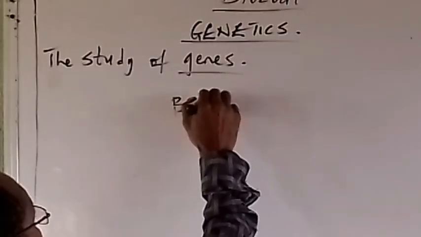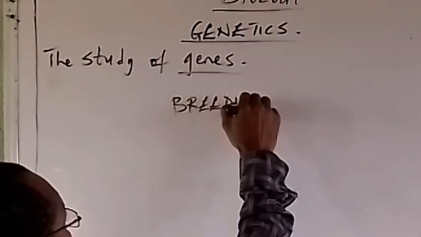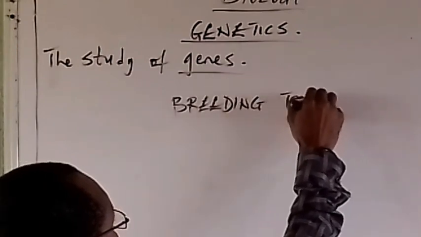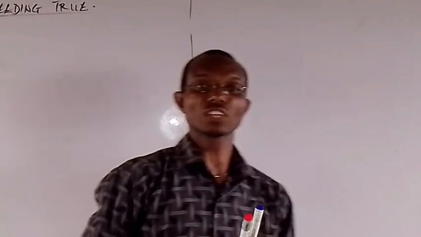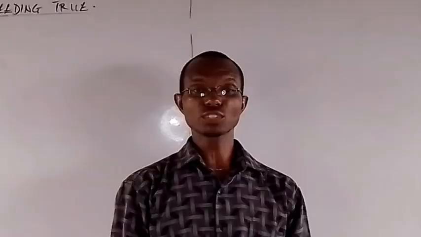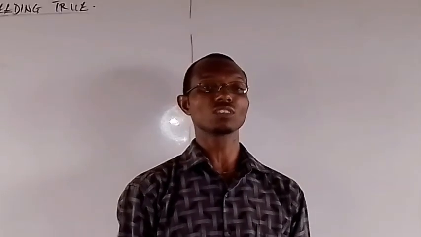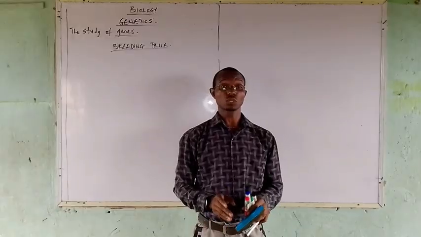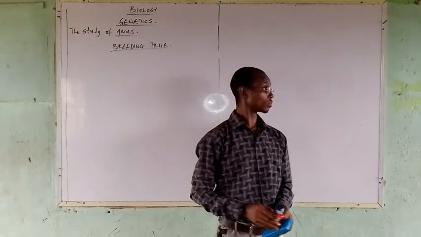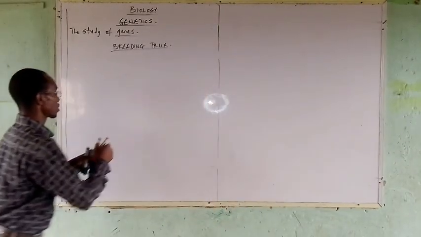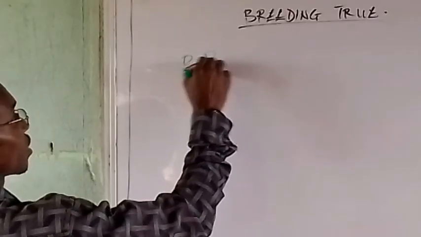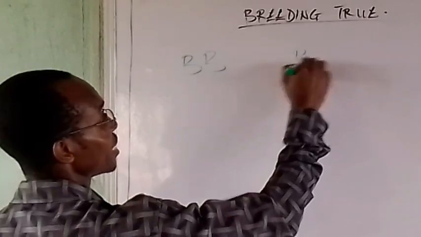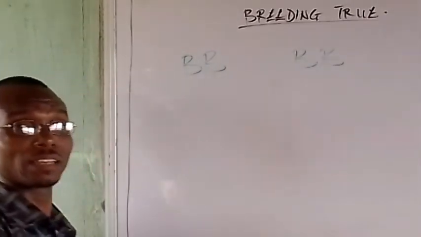Breeding true. In breeding true, we are actually talking about a cross where both of the parents have the same homozygous trait. That is basically what we talk about in breeding true. So we'll be having something that looks like this. We have this capital B reacting with capital B.